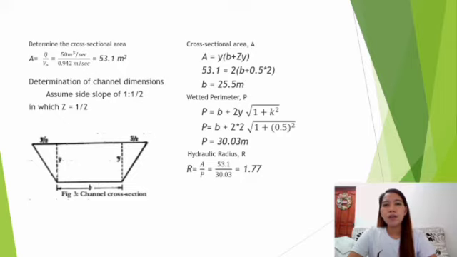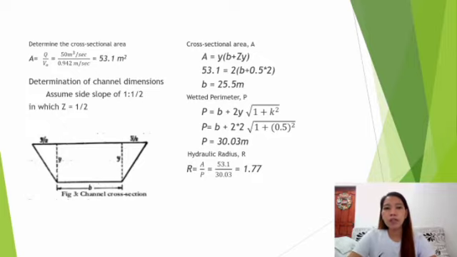So A is equal to Y multiplied by B plus ZY. We'll just need to substitute A and Z, since we have a given value of Z, which is 0.5, and then we can get the value of B there. So B is equal to 25.5 meters.